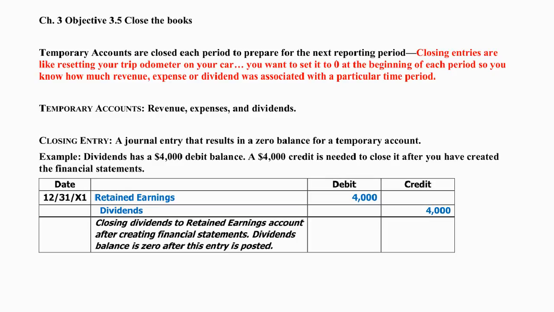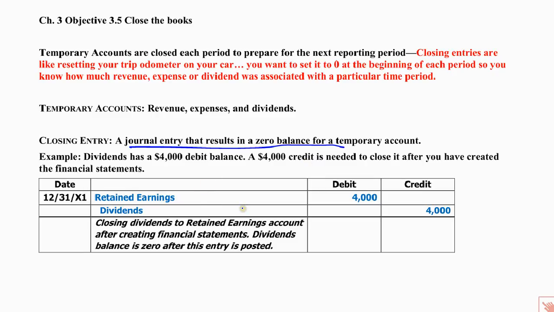And the reason we're closing these revenue accounts, expense accounts, and dividend accounts is that these are flow measures. They're measures of activity during a certain period of time. So we want to reset it at zero so we can compare month to month, quarter to quarter, and year to year. Okay, so what is a closing entry? It's just a journal entry that results in a zero balance for a temporary account. And you're doing the entry for that purpose.